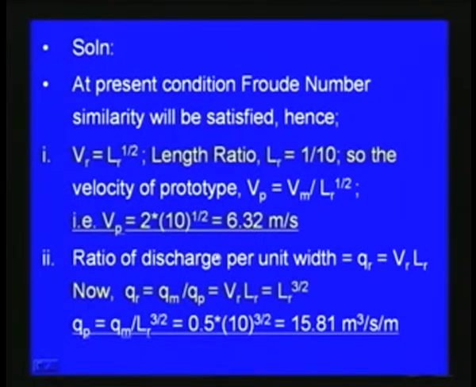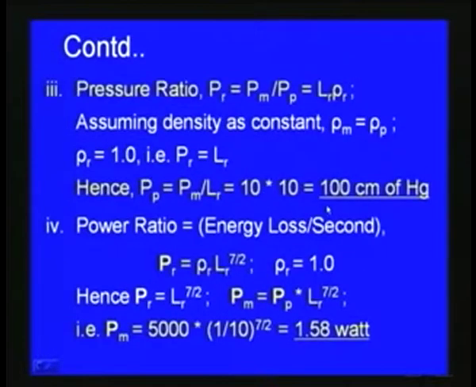The second part of the question is the ratio of discharge per unit width. That is QR equal to VR LR. Here M corresponds to the model, P corresponds to the prototype, and R corresponds to the scale ratio. So QR is equal to QM by QP, which is equal to VR LR, which is equal to LR to the power 3/2. QM is already given as 0.5, so QP is 0.5 into 10 to the power 3/2, which is about 15.81 cubic meter per second per meter. That is the second part of the question.